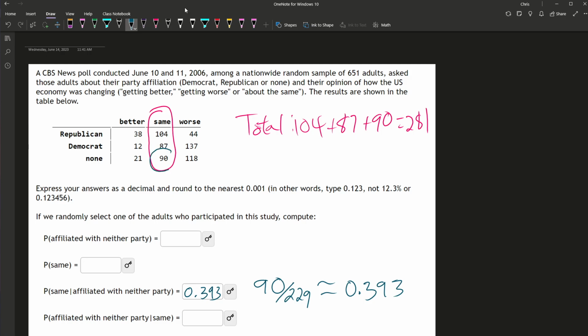And that would be the people who are in the none row. So 90 out of the 281 people who believe that the economy is the same, 90 of them are also not affiliated with any party. And so we find what 90 divided by 281 is. And this is about 0.320.